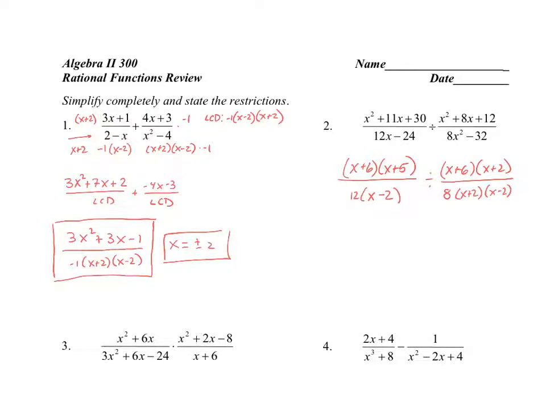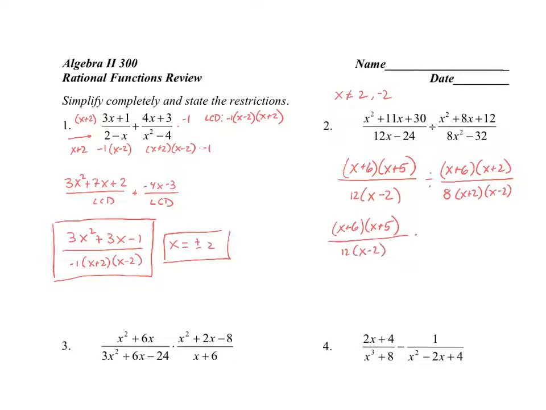Now, at this point, I'm going to note any restricted values, so I know that x cannot equal 2, nor can x equal -2. Now I'm going to flip and multiply, so x plus 6 times x plus 5 over 12 times x minus 2.